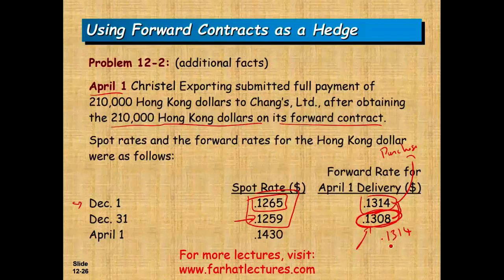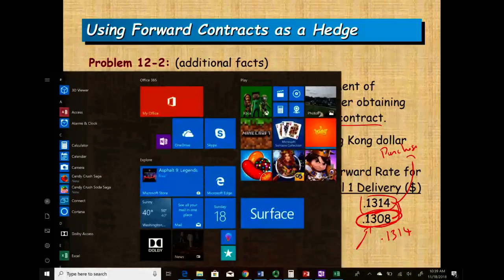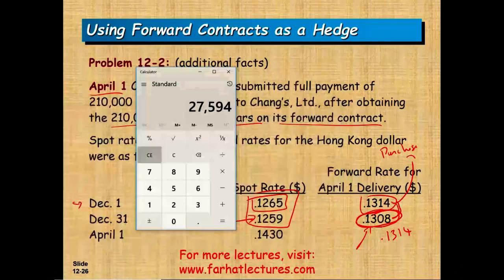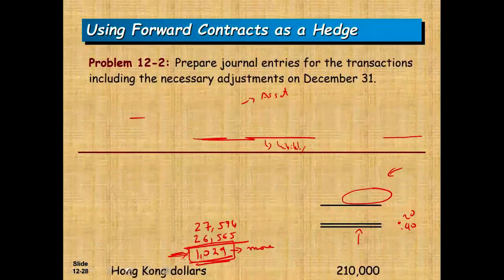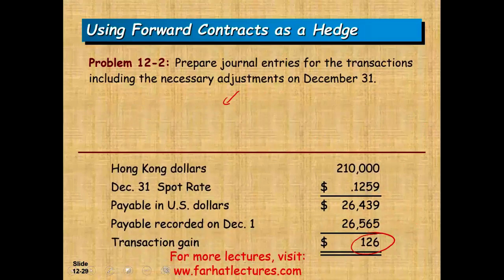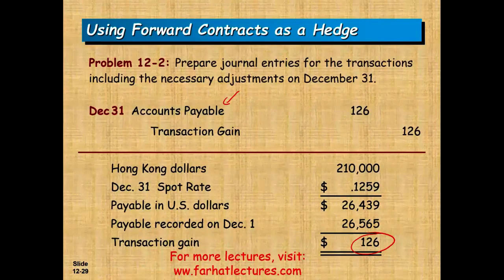Therefore, my contract went down in value. How much did it go down in value? Well, now I can buy it for that much. So it's 0.1314 minus 0.1308. If I waited, I could have saved 0.0006 if I bought that contract on December 31st. I have 210,000 times that, which is 126. Interesting. So I have a loss of 126. Does this number sound familiar? Yes, I had a gain on the payable of 126. But since I have the opposite position, because I bought the forward contract, if I have a gain here, I'm going to have a loss on the position.